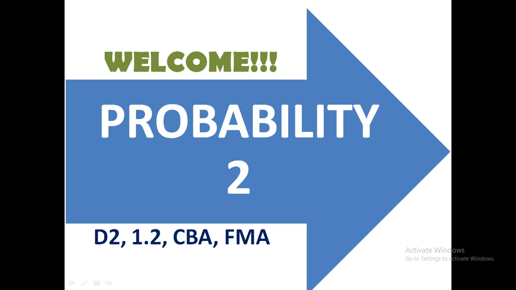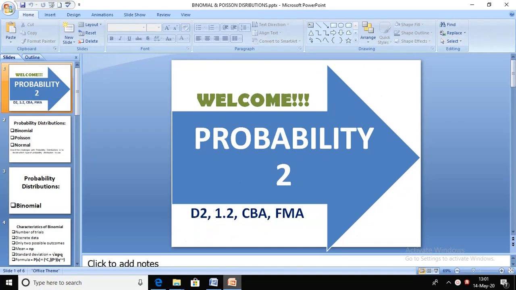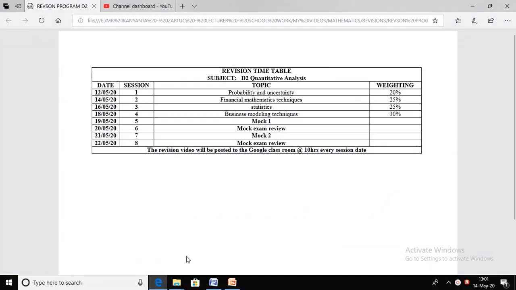Let's just go back to our program and see how we are progressing with our intensive revision program. So we're still dealing with day 1, and of course, part 2 of session 1 of our revisions, talking about probabilities.